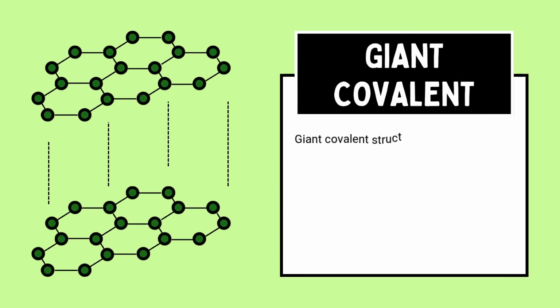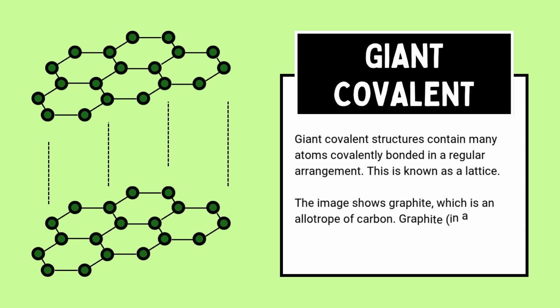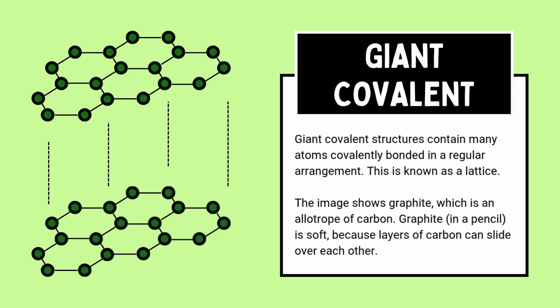Giant covalent. Giant covalent structures contain many atoms covalently bonded in a regular arrangement. This is known as a lattice. The image shows graphite, which is an allotrope of carbon. Graphite, in a pencil, is soft, because layers of carbon can slide over each other.